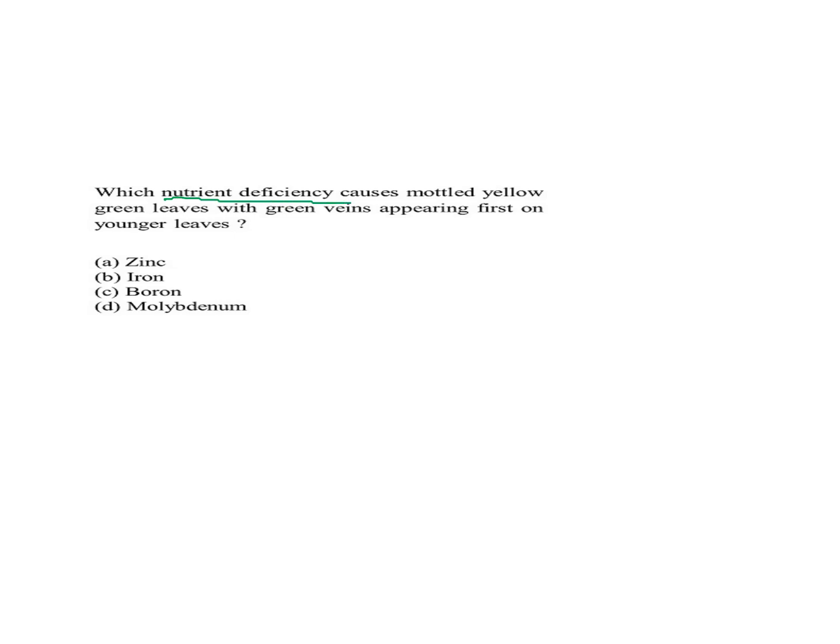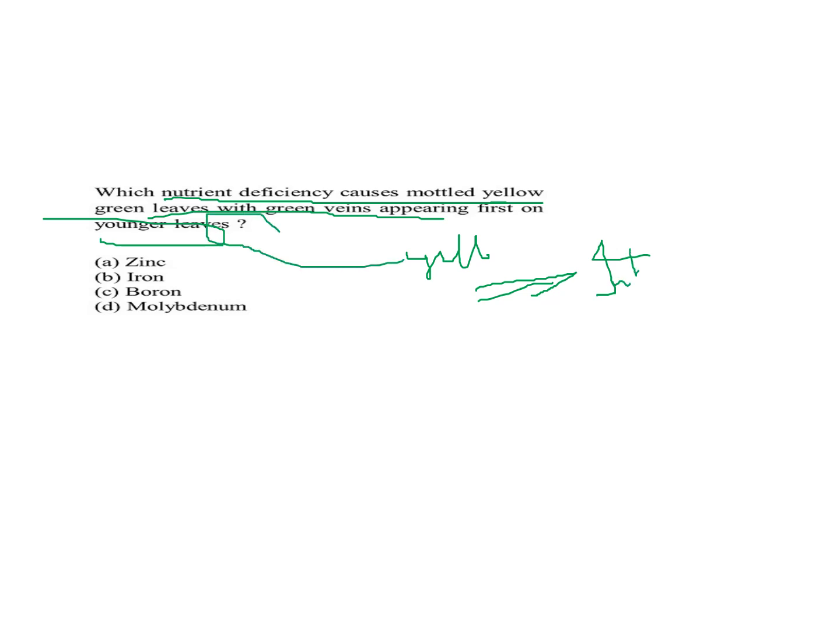Which nutrient deficiency causes mottled yellow-green leaves with green veins appearing first on younger leaves? If you look at the question, it is saying yellow leaves with green veins. So this is called interveinal chlorosis. First point. Second, it is saying younger leaves. So the answer is iron. Iron is an immobile nutrient in the plant tissues. It cannot be translocated. So deficiency occurs in younger leaves and interveinal chlorosis, where veins remain green and leaves become yellow. So the answer is iron.